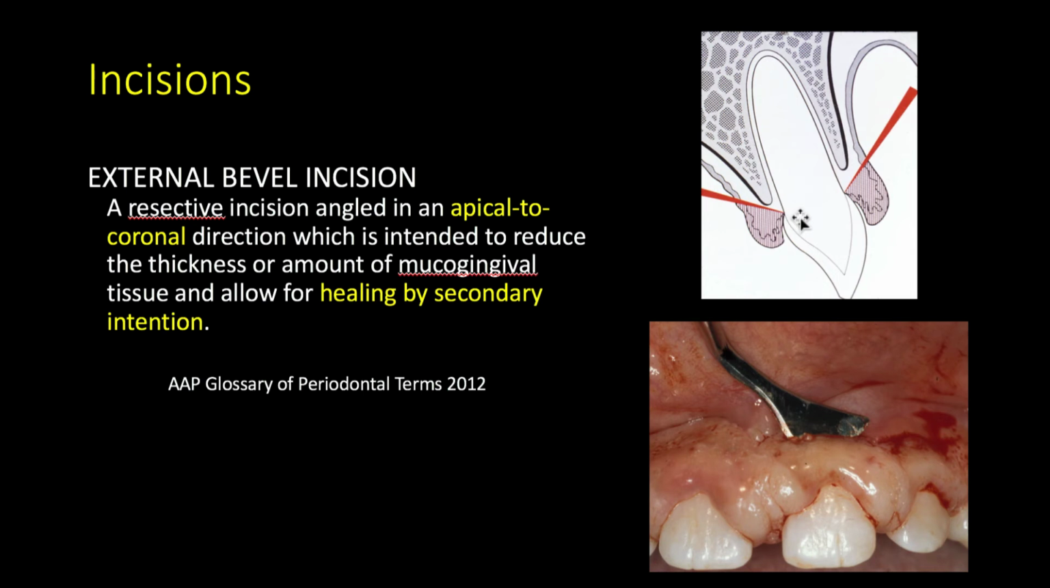tissue. Below, you can see a Kirkland knife being applied in this fashion, where an external bevel gingivectomy is being performed. Again, this type of incision is done whenever there is gingival enlargement, sometimes for crown lengthening when you have adequate keratinized tissue, and also for a gingivoplasty procedure.